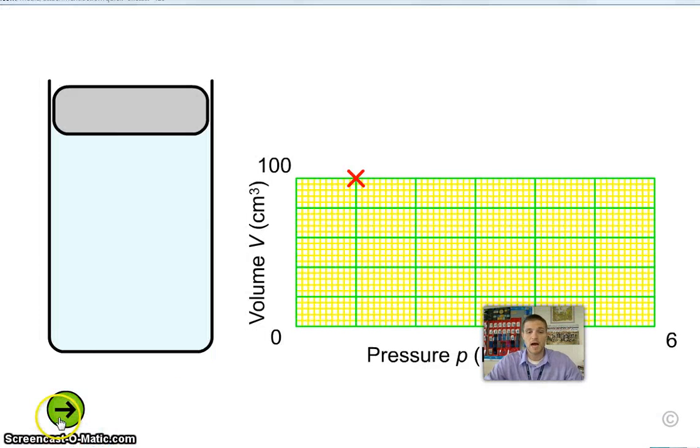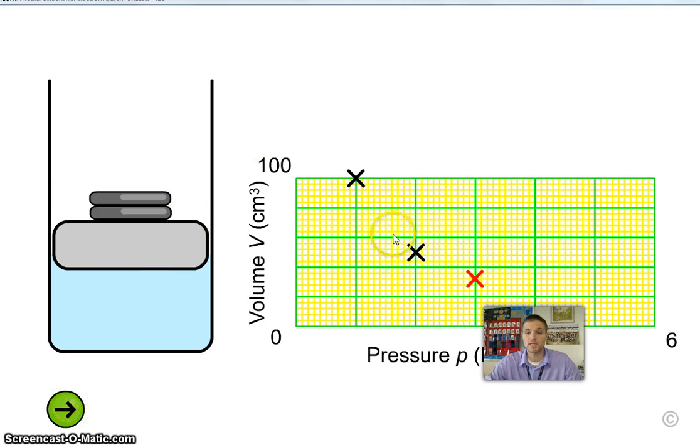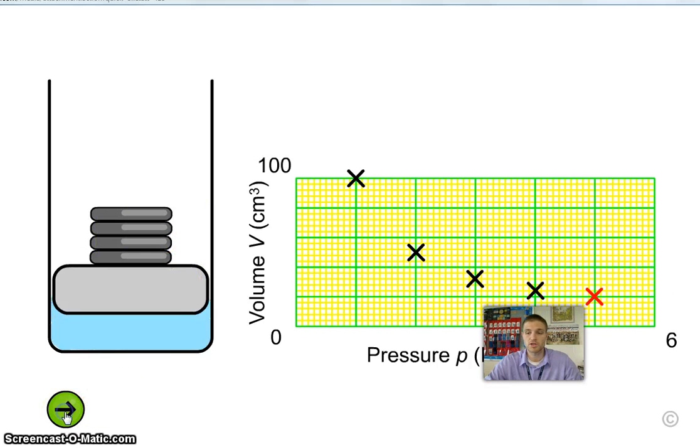So if we look here, I notice on this X right here, this tells me what my volume is starting out with and what my pressure is. I'm going to add a weight. My pressure is increasing as my volume decreases. So as my volume decreases again, my pressure increases. Volume decreases, my pressure increases, and so on and so forth.